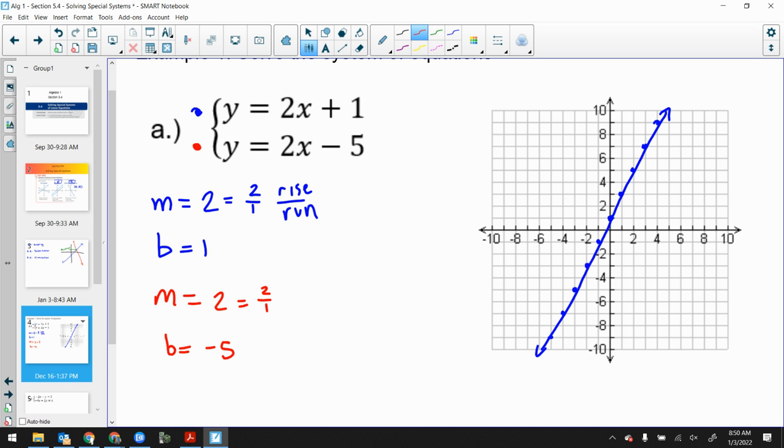All right. Y-intercept of negative 5, slope of 2. Rise 2, run 1. And so on and so forth. And I can stop here because look at what I see about my lines. The lines are parallel. And if the lines are parallel, are there any solutions? No, there are no solutions. So I say this.